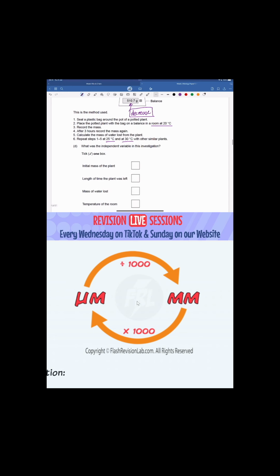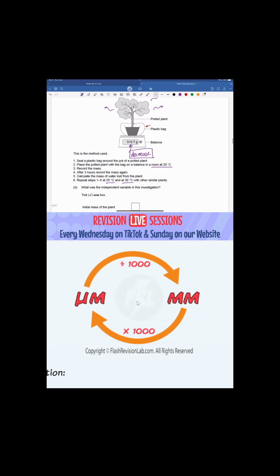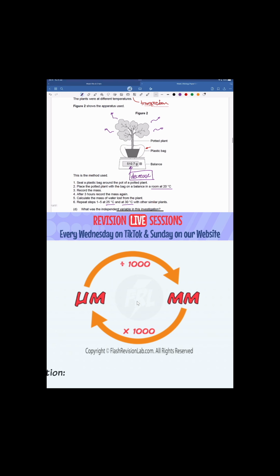What was the independent variable in this investigation? What do you guys think? Independent variable, that's the one that you're changing. It's the one that you change. Dependent is the one you measure. And then you've got control variables. These are all variables which you keep the same. Yeah, most of you are getting it right.